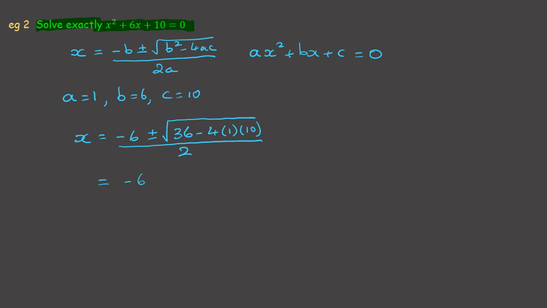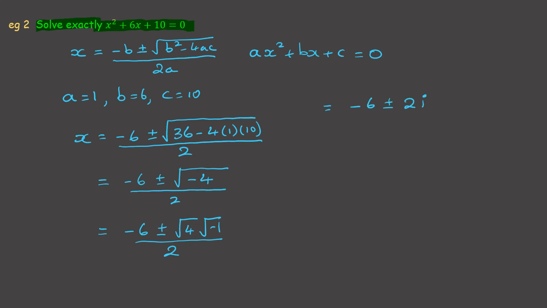So that's going to be negative 6 plus or minus the square root of 36 take away 40, which is negative 4, all divided by 2. So that's negative 6 plus or minus the square root of 4, square root of negative 1, just using our knowledge of surds, over 2. So that's going to be negative 6 plus or minus 2i, since i is the square root of negative 1, divided by 2, which is negative 3 plus or minus i.